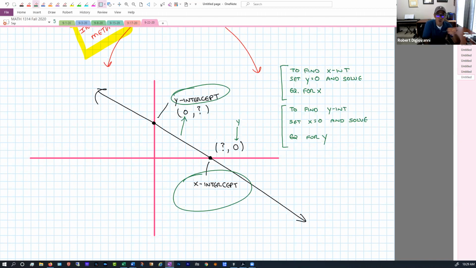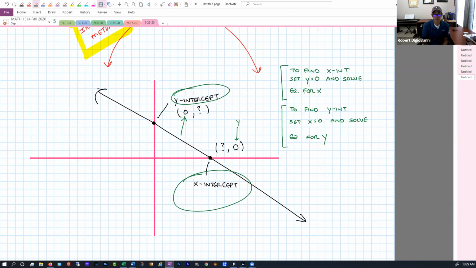Now, I told you there's pros and cons to each of these, right? Can anybody think of a time where this might not work? Can you think of a time that you could possibly ever have a line that did not have an X-intercept or did not have a Y-intercept? Look at the graph. Would it be possible for me to draw a line where I didn't have an X-intercept or that I didn't have a Y-intercept?